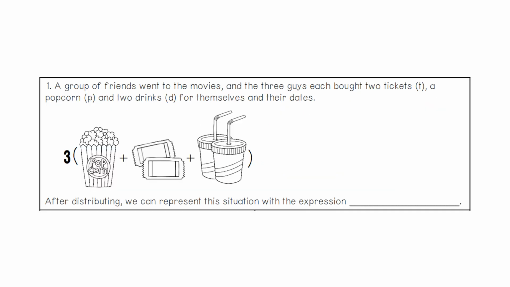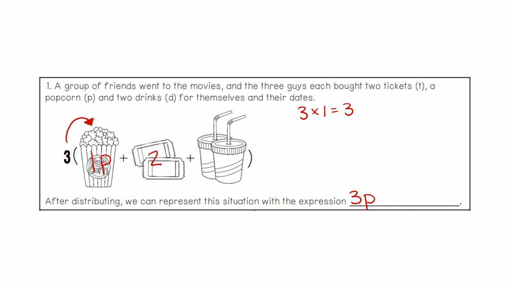Friends went to the movies and 3 guys bought 2 tickets, a popcorn, and 2 drinks for themselves and their dates. After distributing, we can represent the situation with the expression blank. So we're going to start by multiplying. This is 1 popcorn, so 1p. And when we multiply, 3 times 1 is 3. So 3 popcorns is our starting value.